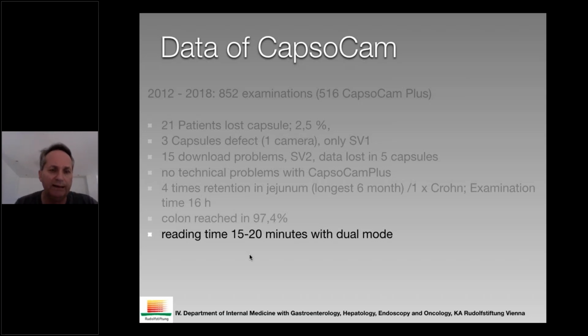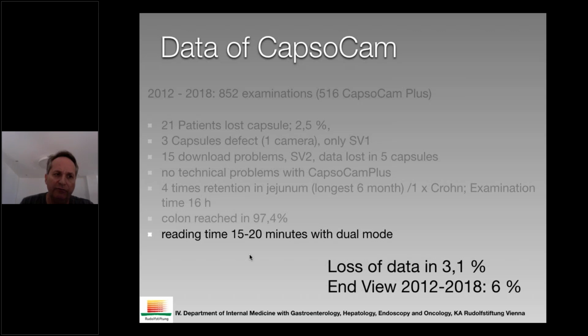We have an excellent reading time of 15 to 20 minutes with the dual mode. I will show you after this introduction in the case series. So we have a total loss of data of 3.1%, and we looked at what's going on with the data loss in the end view capsules in the same period because of failures with the SD card in the data recorder, failure of the capsule, or with the sensor belt. And in this period, we have a data loss of 6% in the same time.